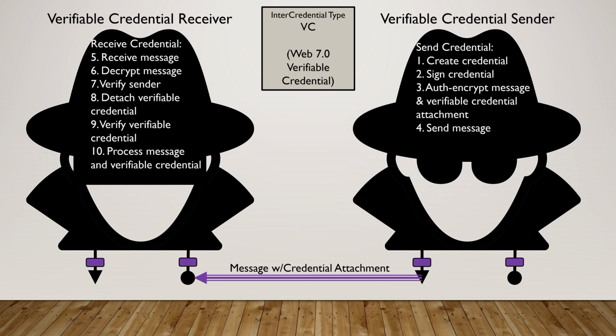What does the receiver on the left have to do? They have to receive the message, decrypt the message, verify the sender, detach the verifiable credential, verify the verifiable credential, and then process the message and verifiable credential through the appropriate business workflow or middle tier logic. So here, if you have an astute eye, you'll notice that the only additional step is step 9. Steps 5, 6, 7, and 8 are the standard steps that we do for a bare credential. Once we have the credential, though, we need to verify it if it's a verifiable credential, that it has a verifiable proof attached to it.